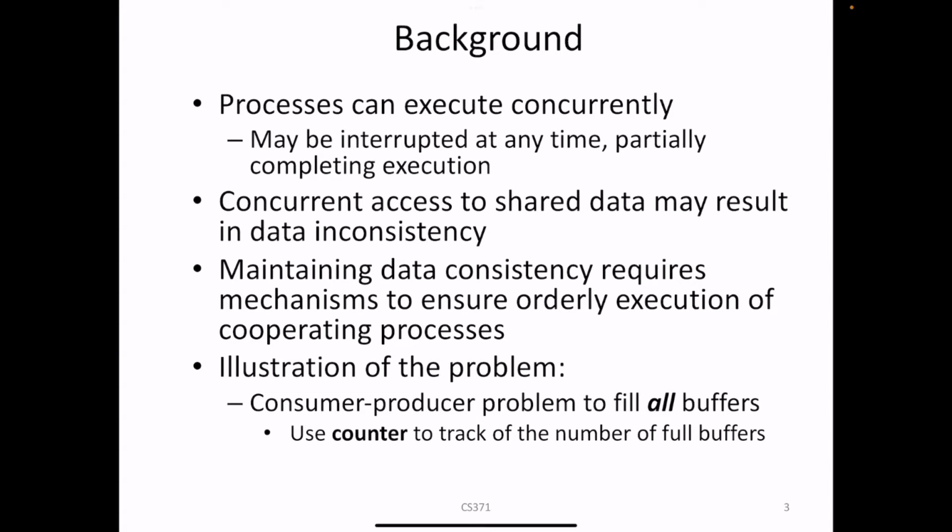For a better understanding of this data inconsistency problem, we will use the old problem we discussed in the previous chapter, called the consumer-producer problem, for illustration. You may still remember that when we talked about the consumer-producer problem last time, we used two pointers, the in pointer and the out pointer, to point to the next available empty slot and the next available item, respectively. By comparing the in and out pointers, we decide whether the buffer is full or not.